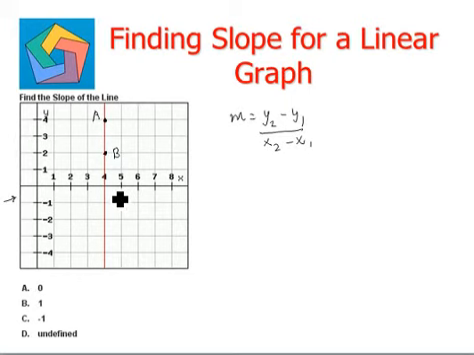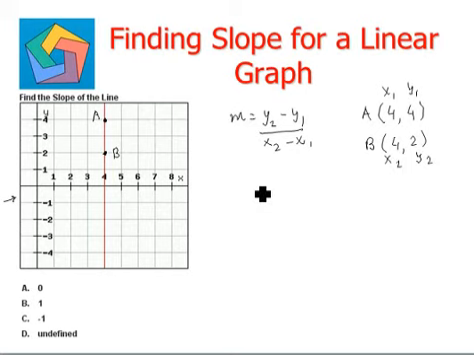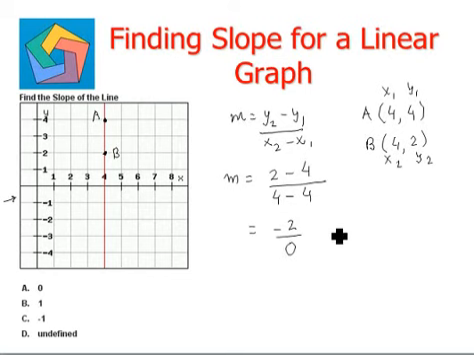So the coordinates of A are 4, 4. This is x1 and y1. Coordinates of B are 4, 2. So we plug these values in the formula for the slope. M equals y2 which is 2 minus y1 which is 4, x2 is 4 and x1 is also 4. So 2 minus 4 is -2 divided by 0. Anything divided by 0 is undefined.